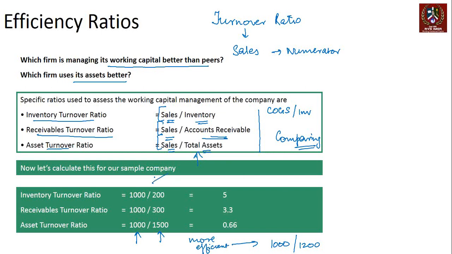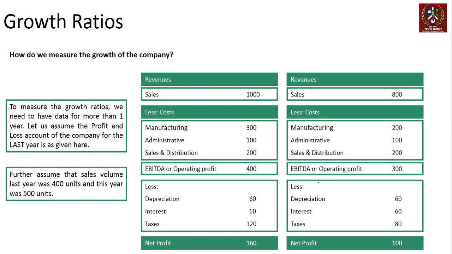Similarly, how many times do you turn your inventory over in terms of sales? How many times do you turn your receivables over in terms of sales? Usually the numbers are higher the better. Higher the better in this case. For efficiency ratios, the higher the amount of sales you can generate out of a certain amount of assets used, the better it is. So the numbers are higher the better for efficiency ratios.